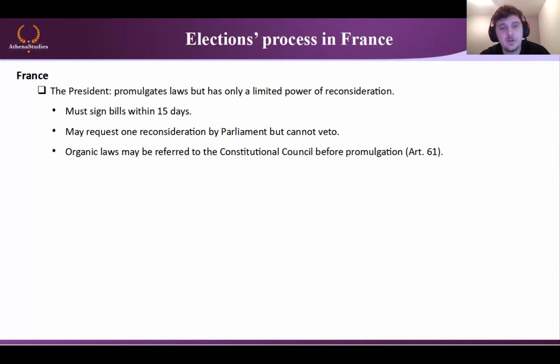Now, as regards the president, he promulgates laws, but has only a limited power of reconsideration. He must sign the bills within 15 days. He may request one reconsideration by the parliament, but he cannot veto. And organic laws may be referred to the Constitutional Council before promulgation. I don't think you need to know the difference between laws and organic laws. It's quite thorough. It doesn't need to be learned for your course, but there was a distinction made in the book, but don't worry about it. A law is a law.